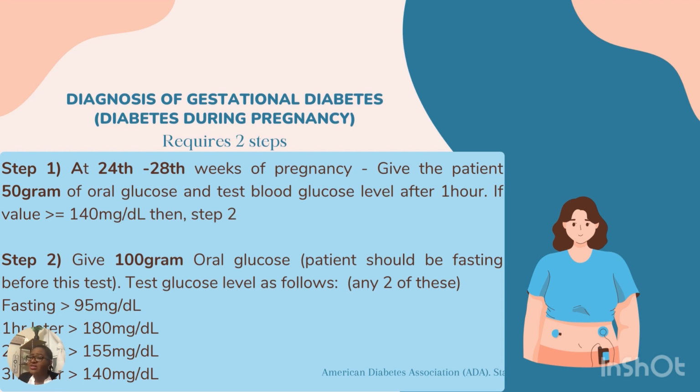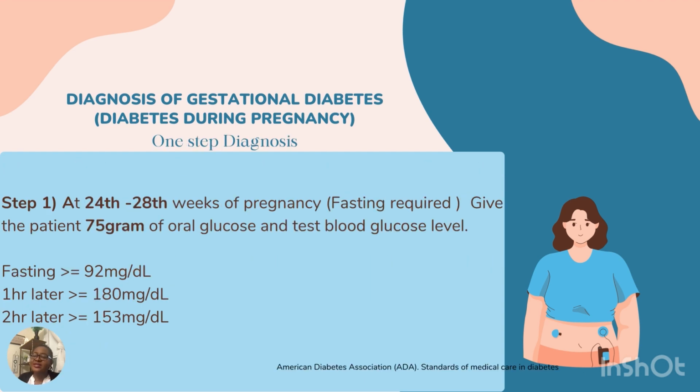Or if 3 hours later, after this pregnant woman drank the 100 grams of oral glucose, we check her blood glucose level and it is greater than 140 milligram per deciliter, then she can be diagnosed with gestational diabetes. Now, this is the two-step method of diagnosing gestational diabetes. Now, let's talk about the one-step method.